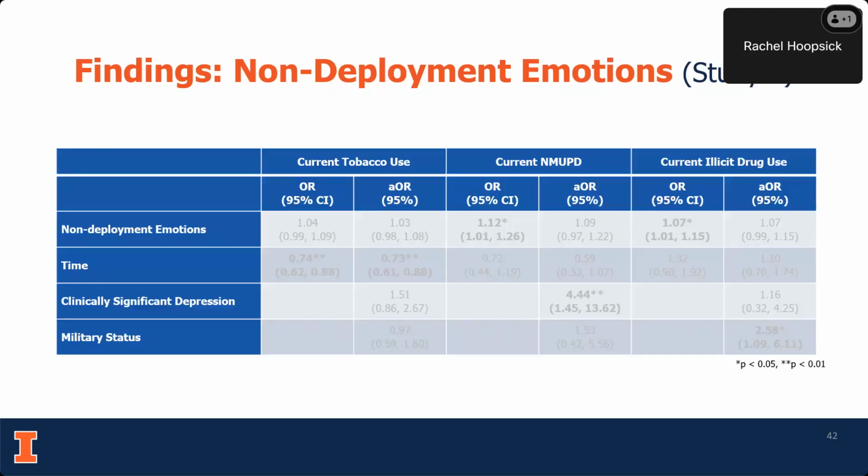We used GEE models here to examine the longitudinal relationships between non-deployment emotions and soldiers' current tobacco use, soldiers' non-medical use of prescription drugs, or what we have abbreviated here as NMUPD, and soldiers' current illicit drug use over time. And I just want to define the non-medical use of prescription drugs in our study: it was defined as using a prescription drug that is either not prescribed to you or is prescribed to you, but you are using in greater amounts, more frequently, or for a reason other than as prescribed.